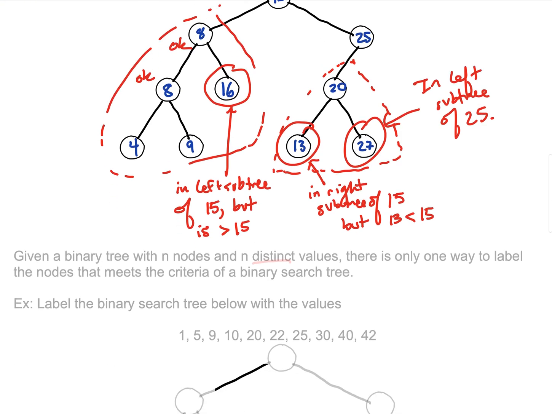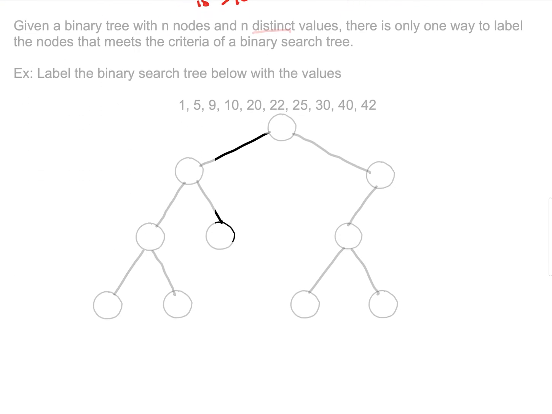All right, so noticing this, this actually tells us that binary search trees have a special property, that if you have n nodes and n distinct values, there is only one way to place those n distinct values in those nodes that will meet the criteria of being a binary search tree, that subtree criteria. And remember that distinct in math means different from each other, so the values 8 and 8 were not distinct from each other above. So knowing that, try to label the binary search tree below with those values listed below. So give that a shot and we'll talk about it in a moment.